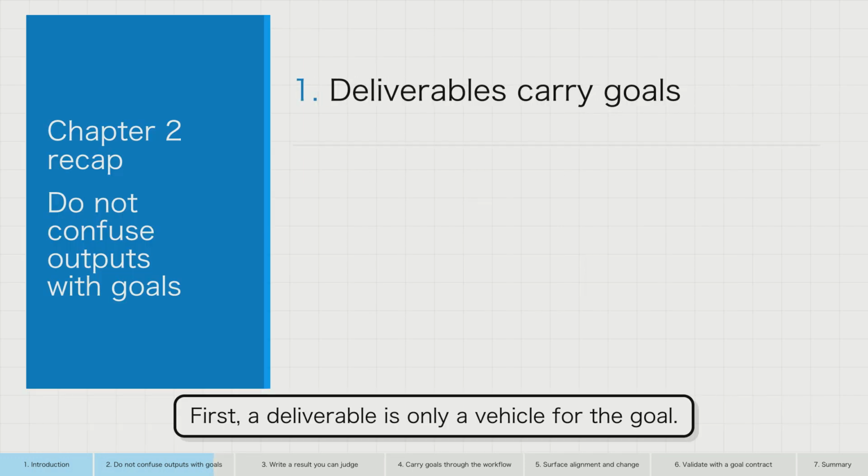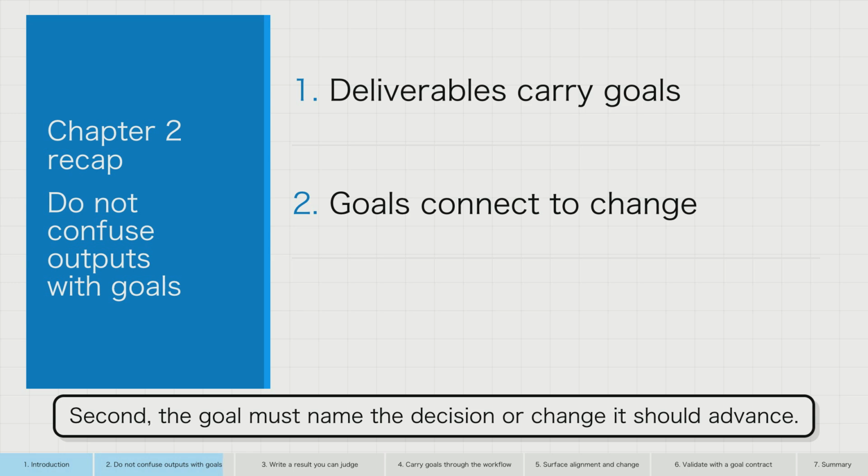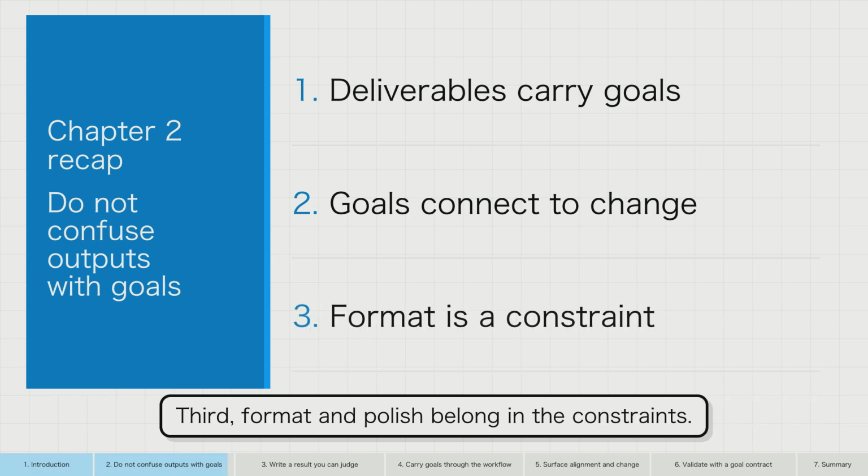Chapter Recap. First, a deliverable is only a vehicle for the goal. Second, the goal must name the decision or change it should advance. Third, format and polish belong in the constraints.